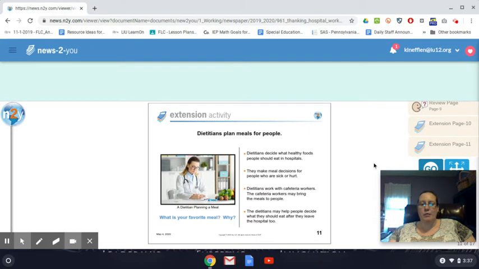Dietitians plan meals for people. Dietitians decide what healthy foods people should eat in hospitals. They make meal decisions for people who are sick or hurt. Dietitians work with cafeteria workers. The cafeteria workers may bring the meals to people. The dietitians may help people decide what they should eat after they leave the hospital, too.